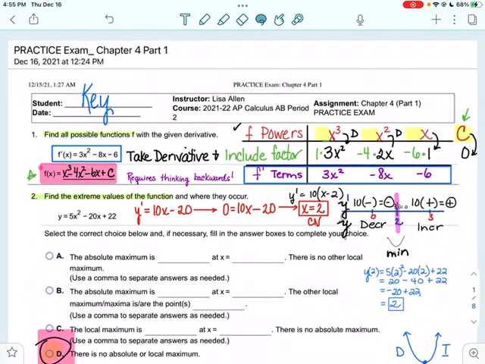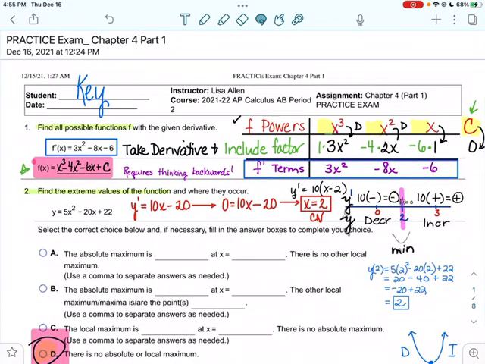Hi, Calc AB students, getting ready for your Chapter 4, Part 1 exam with this practice exam. So let's take a look at problem number 1.